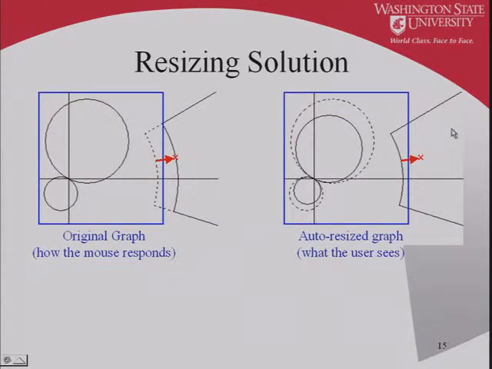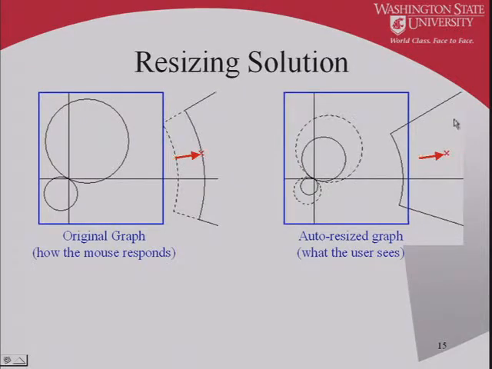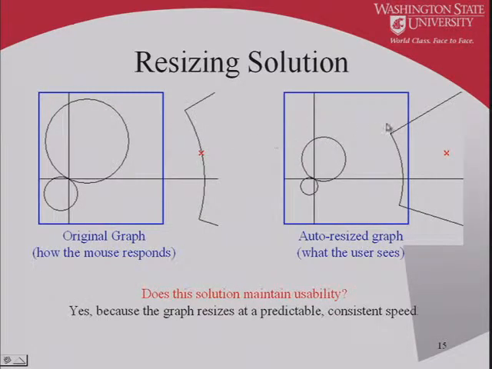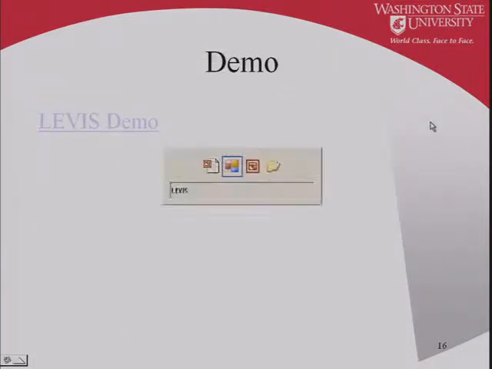On the left, it acts like it's growing outside the bounds of the control, but on the right, everything else shrinks to keep everything displayed. And this is what works. If you did it the opposite way, either users wouldn't be able to see this line, or they'd see the line and their mouse wouldn't be hooked up with it. This is the usable solution, because the graph resizes at a predictable and consistent speed. That's nice to see. Let me show you actually some of the alternatives.